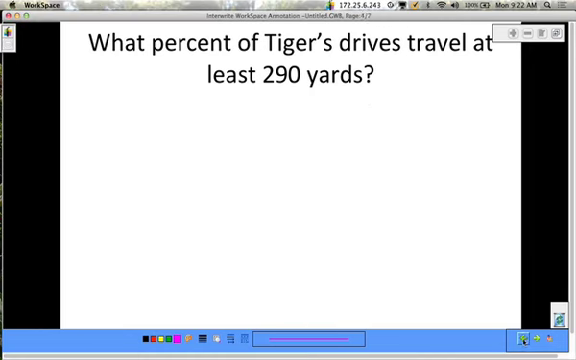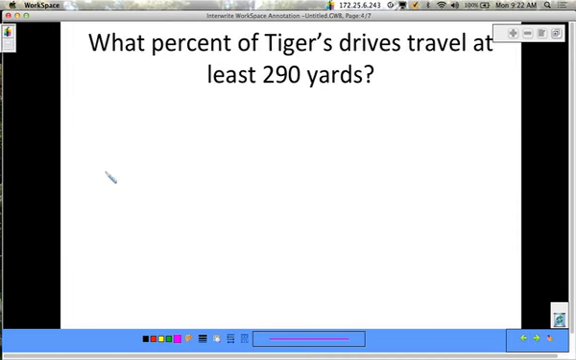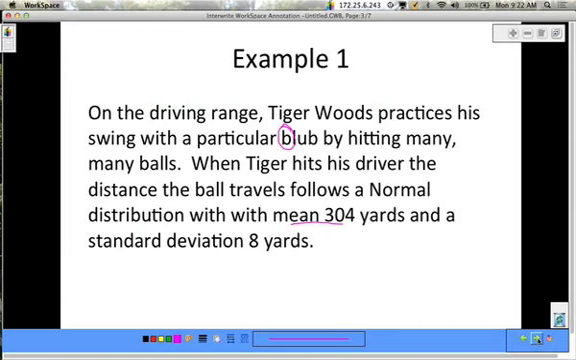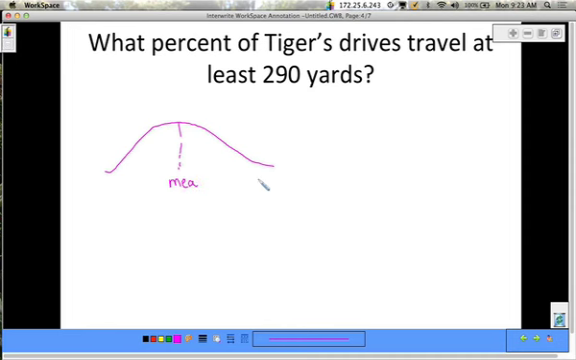So the second thing that we were asked to do on this checklist is standardize and draw a picture. Well, we know it's following a normal curve. We want to know at least 290. Oh, the mean is 304. Whoops. So the mean is 304. And we want to know at least 290. What percent? Well, 290 is right here. So we want to know this area over here.